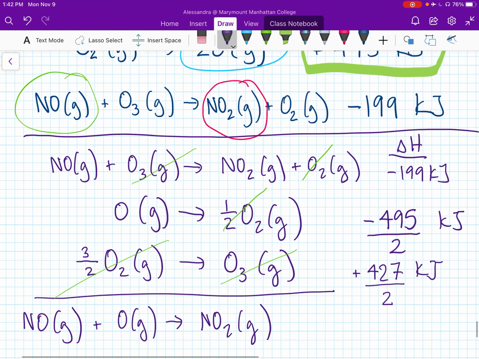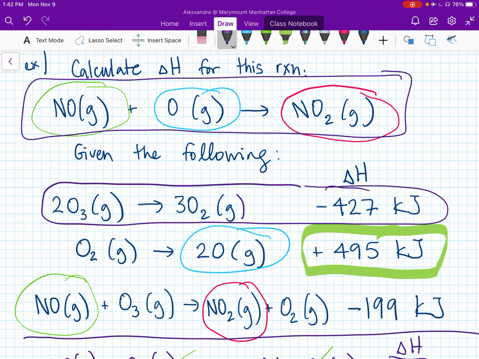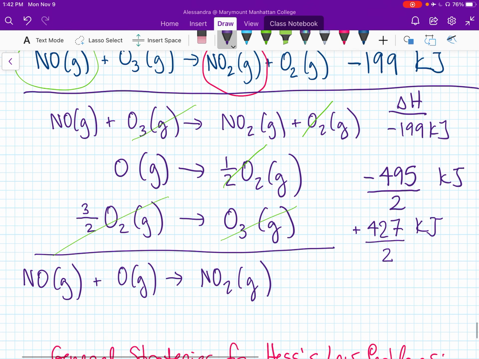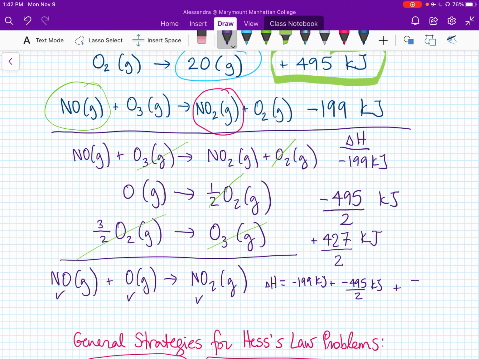Now, does that match up with my desired reaction? NO plus O gives me NO2. So now I can calculate the delta H by taking minus 199 kilojoules plus negative 495 divided by 2 kilojoules plus 427 divided by 2 kilojoules.